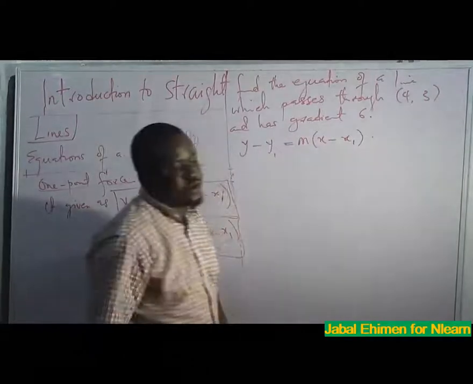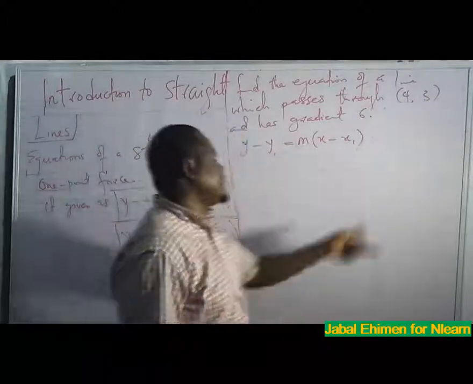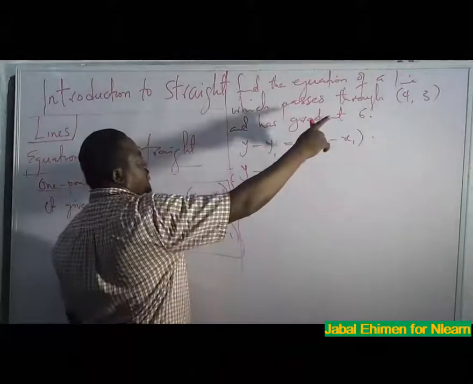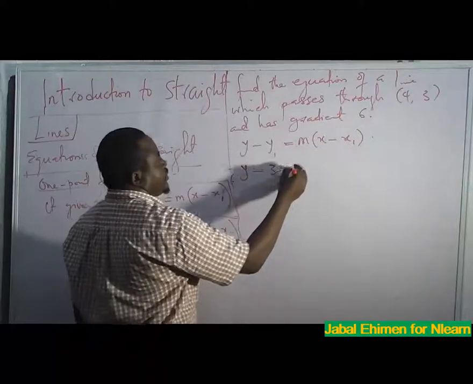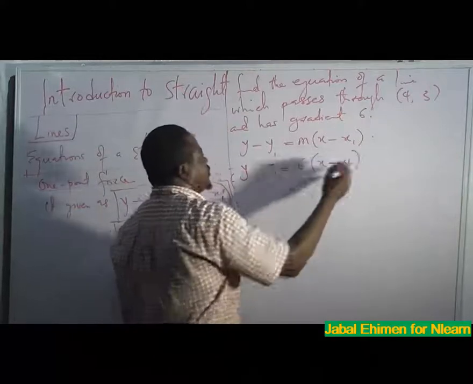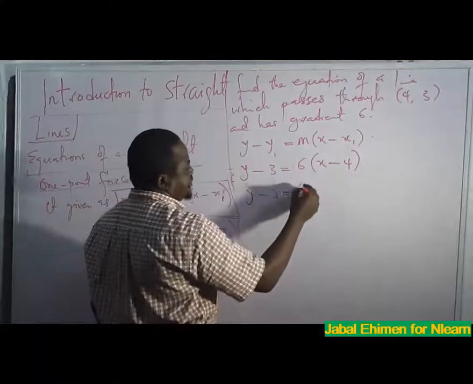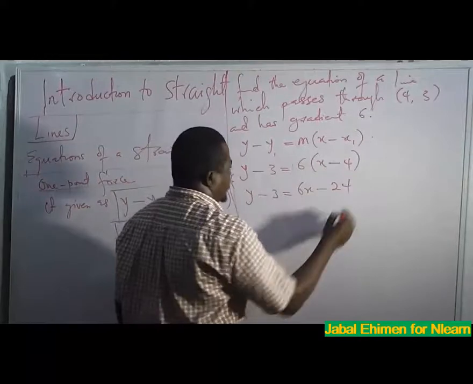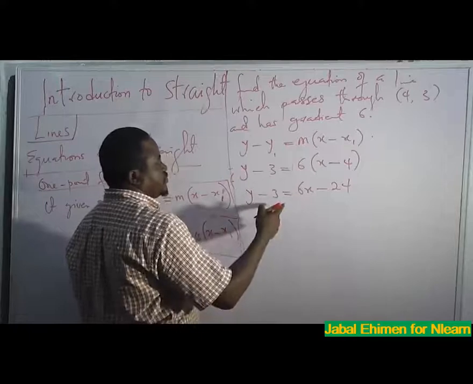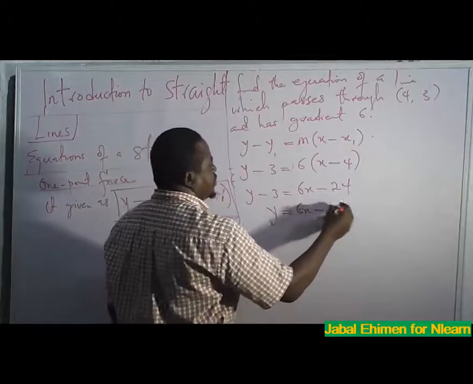The reason why I know this is because it passes through just one point. So because it passes one point, I'm good. That will give me y minus y1, x1, y1. That y1 is 3, m is 6, and x1 is 4. So if you do this, it becomes y minus 3 equals 6 times x minus 4, that is 6x minus 24. So from there, you can decide to say y is equal to 6x minus 24 plus 3.